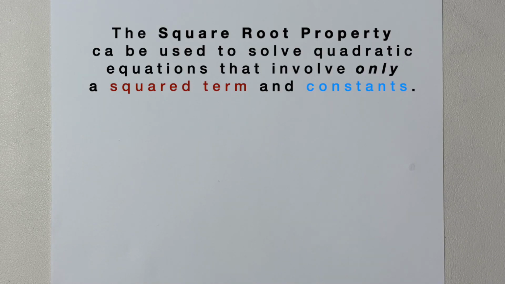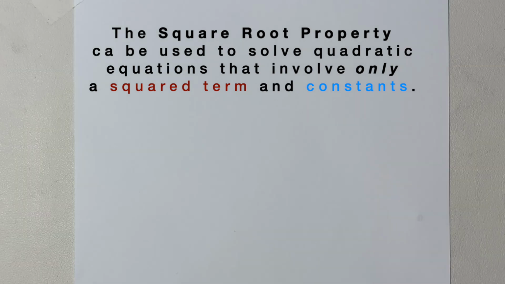Now, before we learn the complete the square method, I want to briefly discuss one important thing about the square root property. We use the square root property to solve quadratic equations. Remember, a quadratic equation will involve an x squared term. But the square root property can only be used to solve certain quadratic equations. The square root property can be used to solve quadratic equations that involve only a squared term and constants.